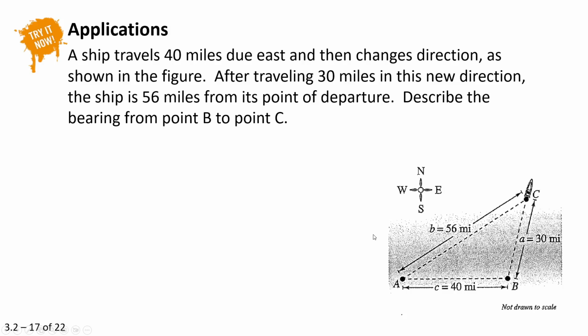Okay, so here's a similar problem to this. A ship travels 40 miles due east and then changes direction as shown in the figure. After traveling 30 miles in this new direction, the ship is 56 miles from its point of departure. Describe the bearing from point B to point C. So we're going here from point B to point C. We really need to know what this angle is right here so that we can describe the direction that this boat is moving alongside A here. We've got all three sides. We have no angles. You know what to do here. So take some time for this. I'll be back in just a bit.